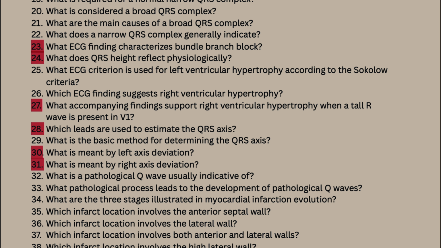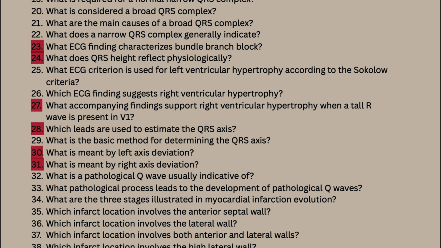Let's look at question 31 to question 39. Here we're talking about pathological Q waves and myocardial infarction. Pathological Q waves usually indicate a previous myocardial infarction associated with myocardial necrosis. They develop as a consequence of transmural myocardial death. The evolution of myocardial infarction can be remembered in 3 stages: ischemia, injury, death.